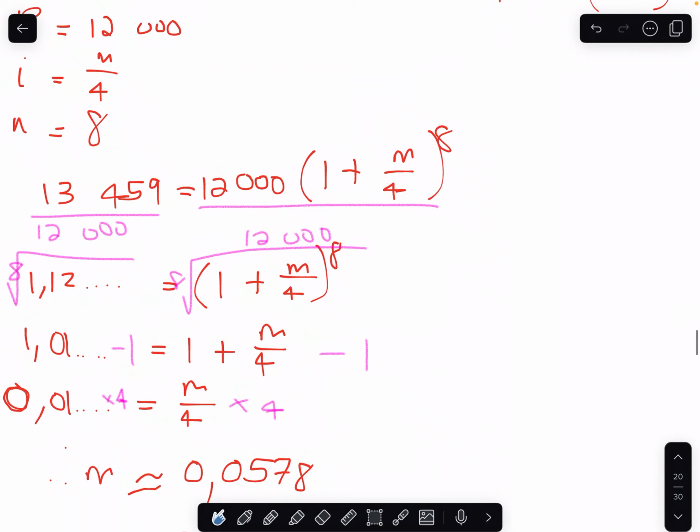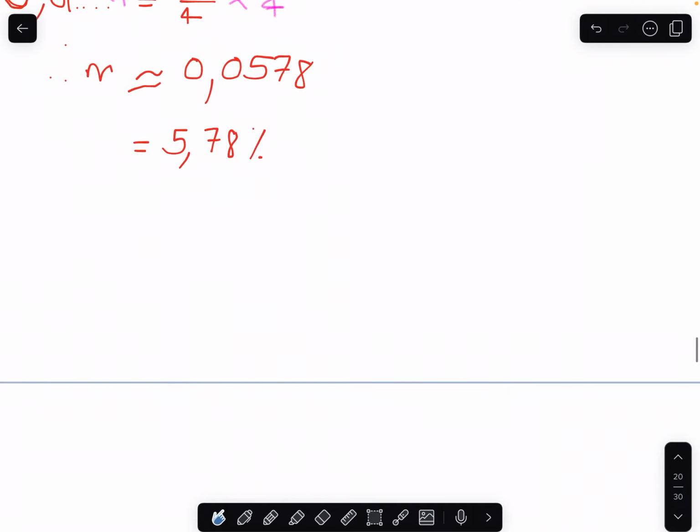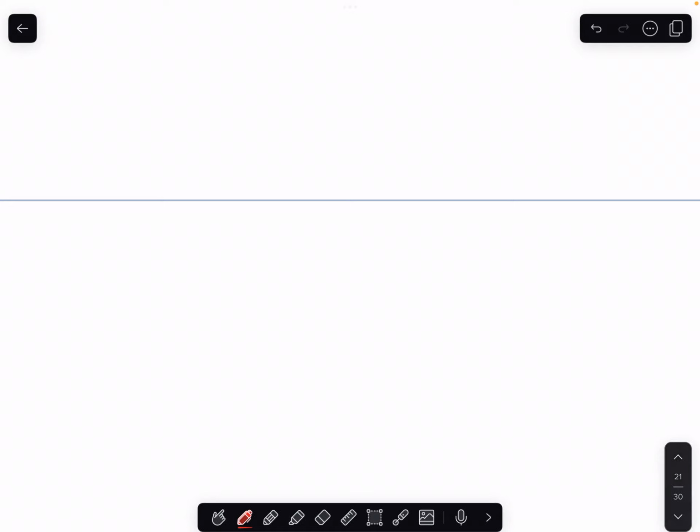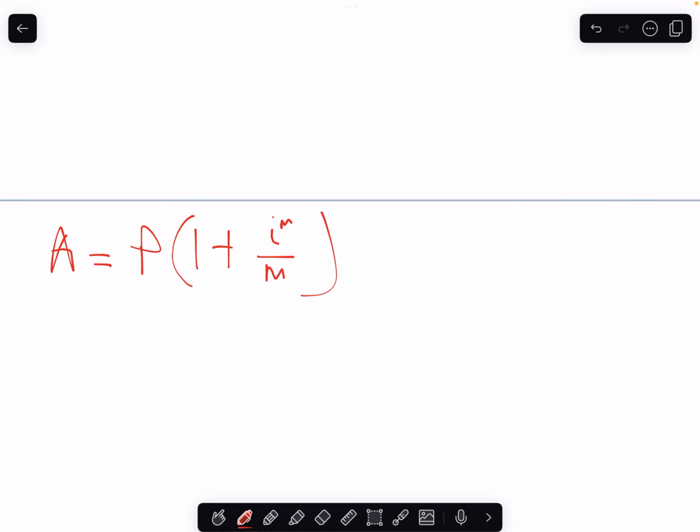So if that does trip you up often, if you have a situation like this, where, for example, in this case, we wanted to make I the subject of the equation, right? If you sometimes have trouble figuring out, am I taking the nth root first? Am I minusing the 1? What am I doing first?